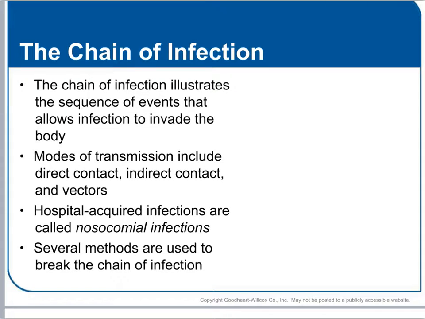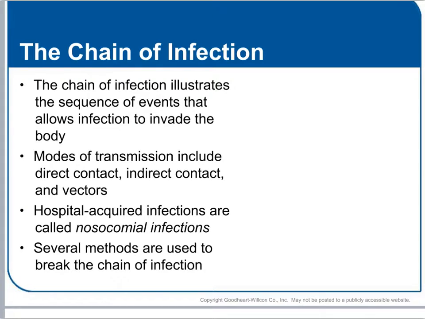Indirect can also include droplets or airborne. So if you sneeze and you're infected and those droplets come my way, or if the droplets dry on the desk and then I touch the droplets and then put my hands in my mouth or rub my eyes, I can get an infection that way. And vectors are through another living organism, so infected fleas, ticks, mosquitoes, and so on.